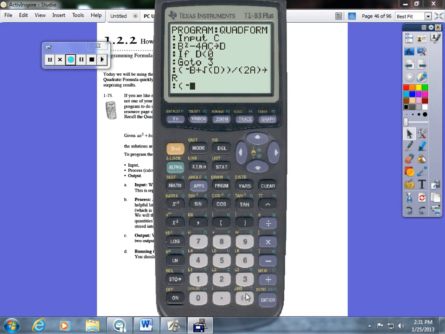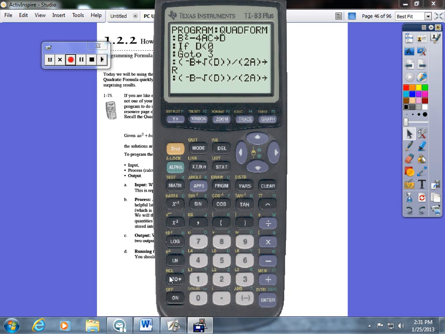So we have the opposite of b minus the square root of d. Every parenthesis you open, you must also close. Open the parenthesis, the square root opened its own parenthesis, close the square root parenthesis, close the one I opened, divide it by. Yes, the 2a has to be in parentheses itself also, otherwise it would divide by 2, then times by a.